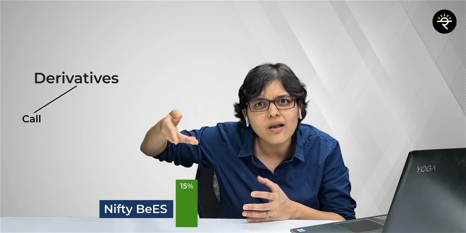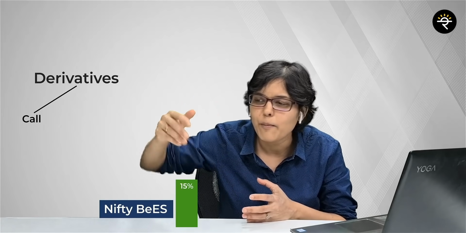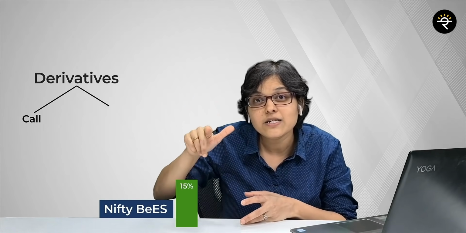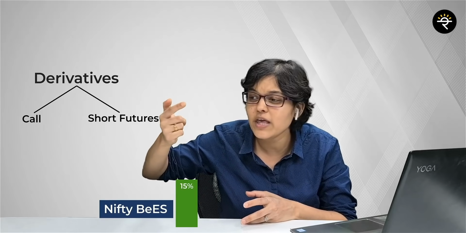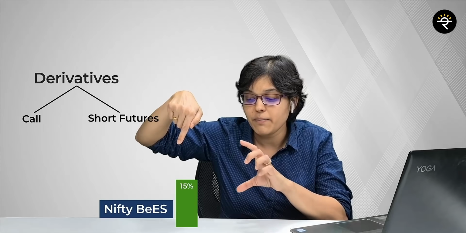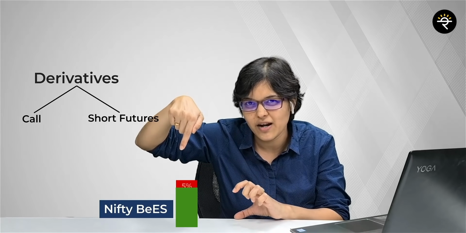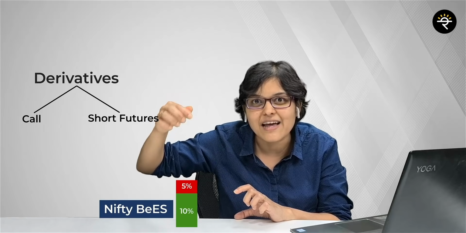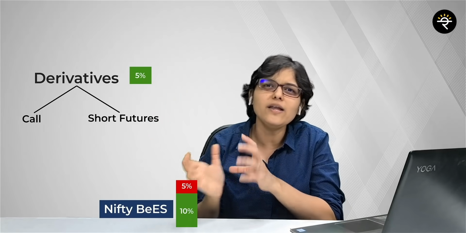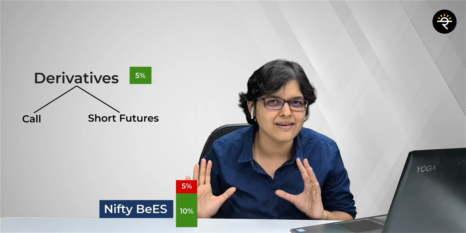Answer is yes. I can write a call, which call, Nifty call, obviously. Possibility number two, I can short the futures. Which futures? Nifty futures. Correct? So even if the market falls, my BeES returns will fall a little bit, but the derivative hedge which I have taken will give me good returns, and all in all, my profits will be protected, right?